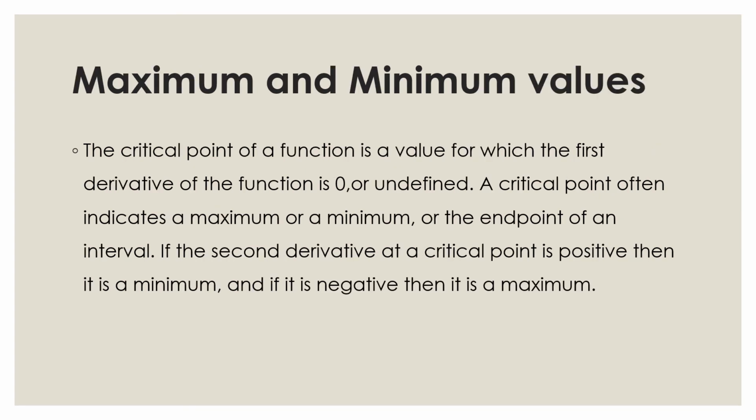And lastly, the maximum and the minimum value. The critical point of a function is a value for which the first derivative of the function is zero or undefined. A critical point often indicates a maximum or a minimum, or the endpoint of an interval. If the second derivative at a critical point is positive, then it is a minimum, and if it is negative, then it is a maximum.